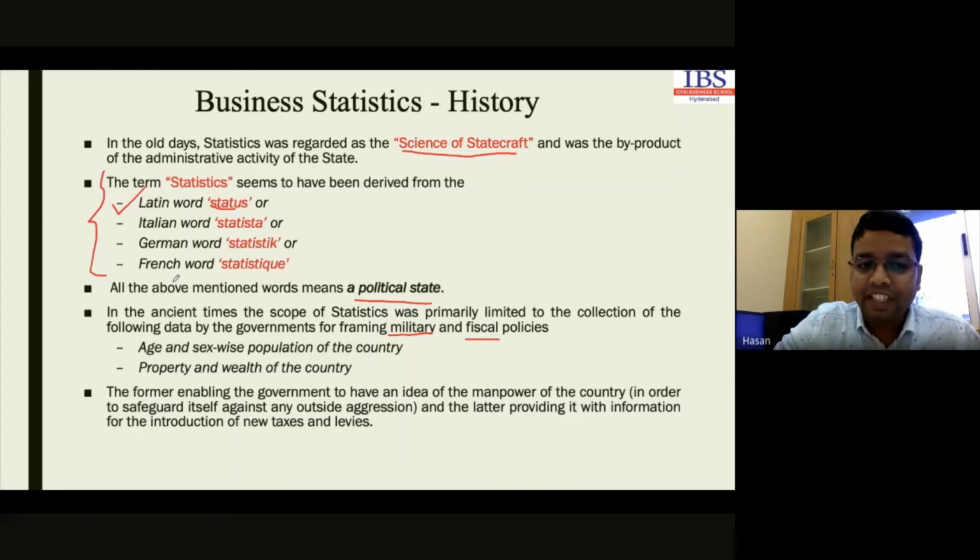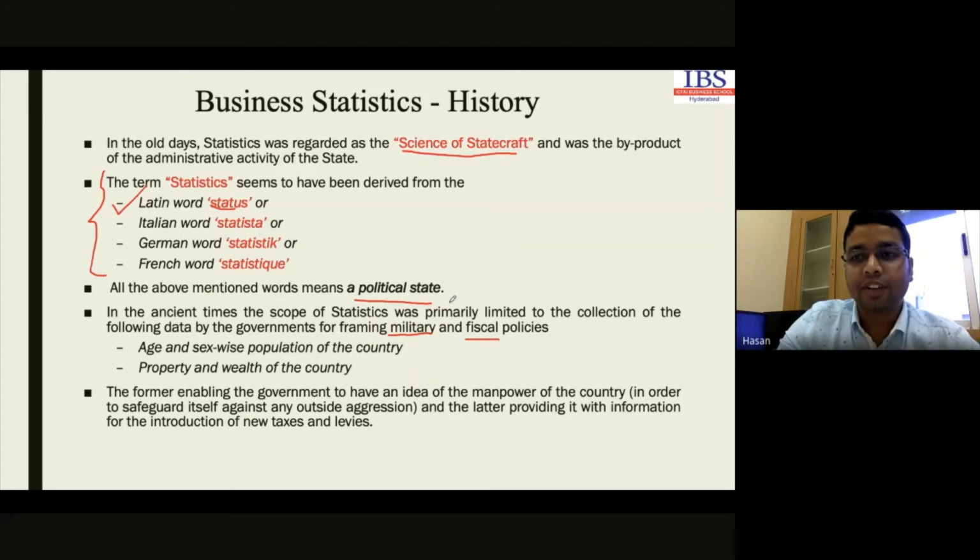Why political states? Statistics was earlier regarded as the count of population and wealth of the country. Why? Because population is required for maintaining the workforce or the army at that time, the military workforce. And wealth is required to maintain the country's economy. Very basic definitions, very basic things. Remember in this way. So population is required for maintaining the workforce and wealth is required for maintaining the economy.